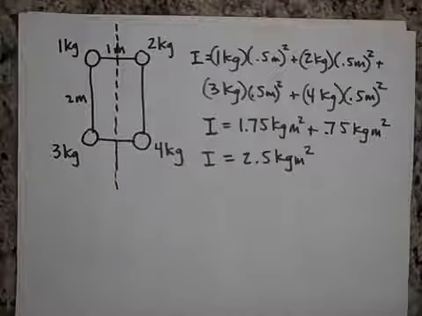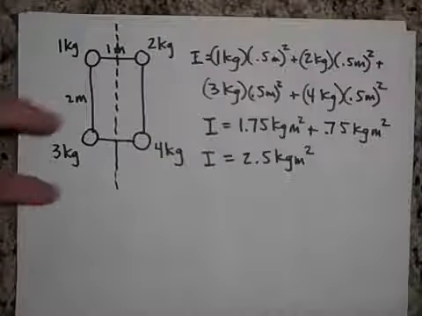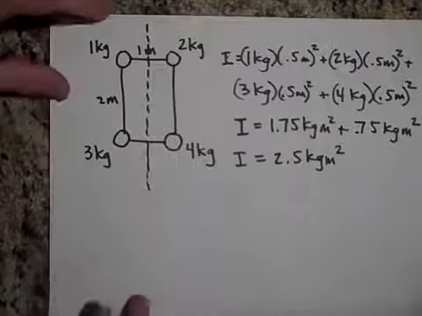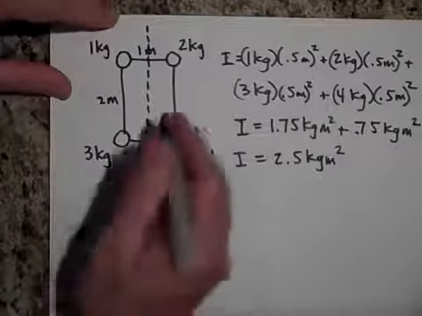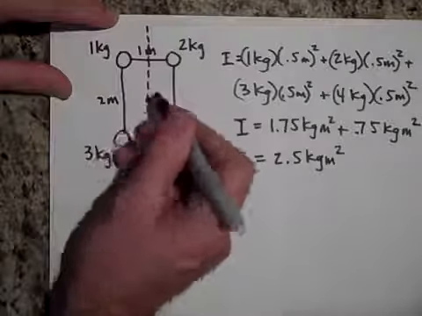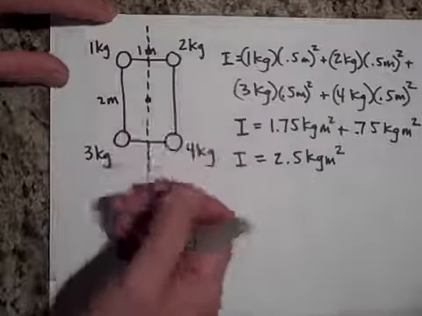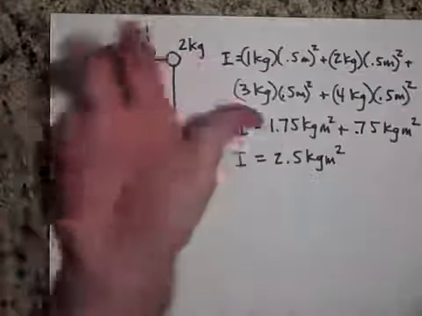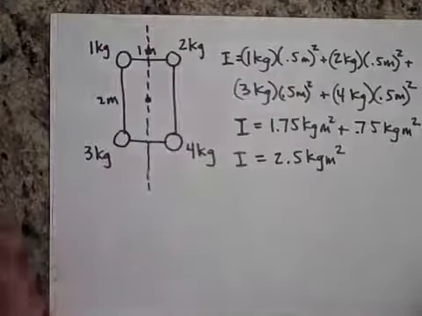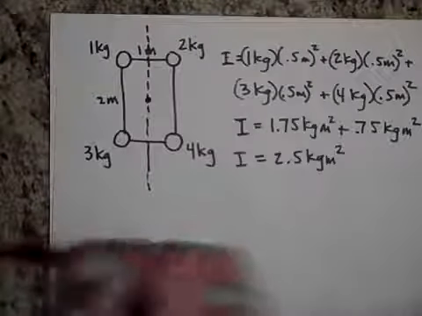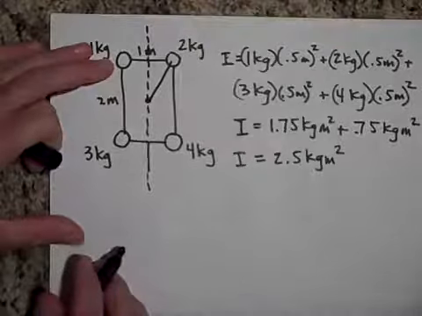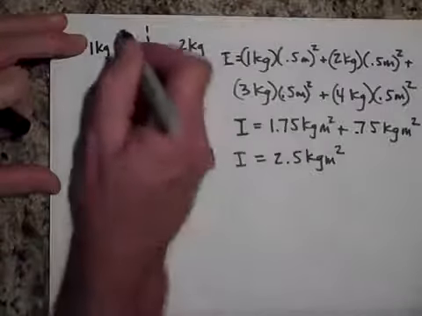Okay, those aren't the only two axes. There's actually an infinite number of axes we could spin this around. But here's another one. We could have the axis going in and out of the page, in which case this thing would spin like this. And then you would be using this distance. That's how far it is from the axis. We could use this axis.